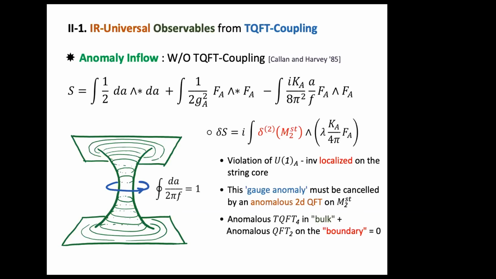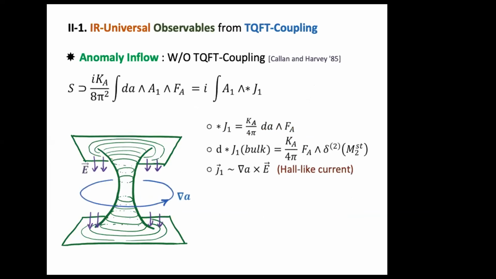Now, in order to restore gauge invariance, otherwise we are dealing with a sick theory, in the presence of the axion string I have to cancel this gauge violation by introducing a two-dimensional quantum field theory localized on the axion string worldsheet, which is also anomalous. This is a general feature of anomaly inflow. You have a sick theory outside, you have a sick theory inside, but they make good friends and then live healthily. So that's the idea of anomaly inflow.